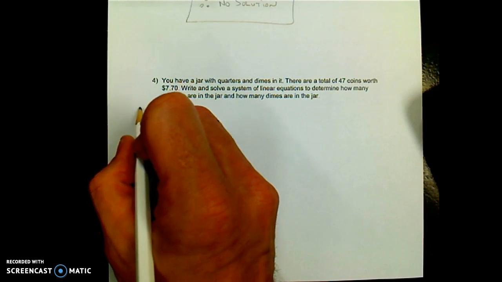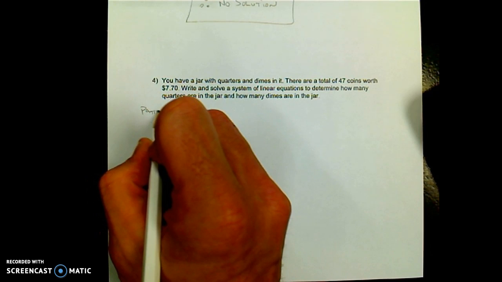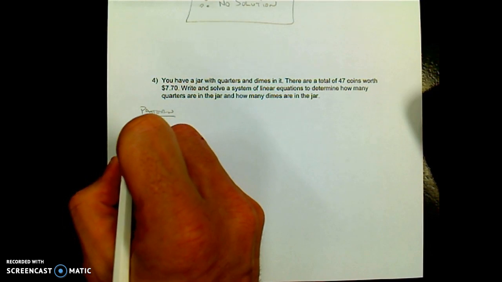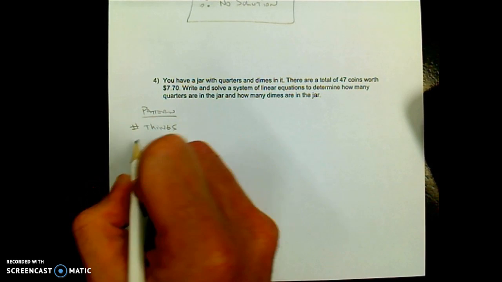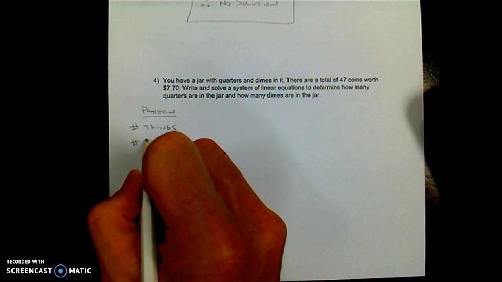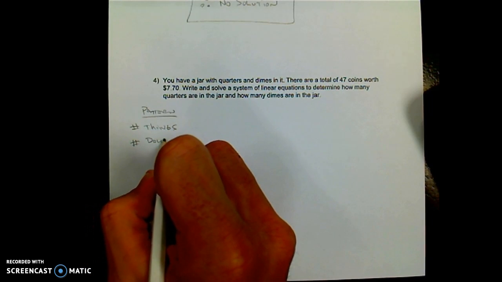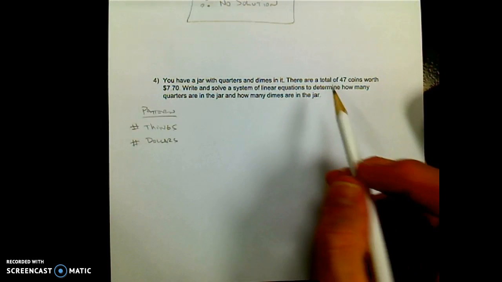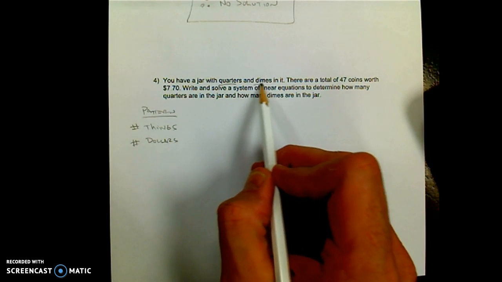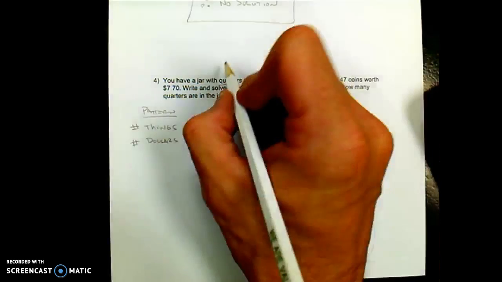Well, we know from previous days we're going to have a pattern. We're going to have one equation that is the number of things. Another equation that's going to involve money. Almost all the time, this is the way things are going to play out. What's our important information here? Well, there's two types of coins. There's quarters and there's dimes.